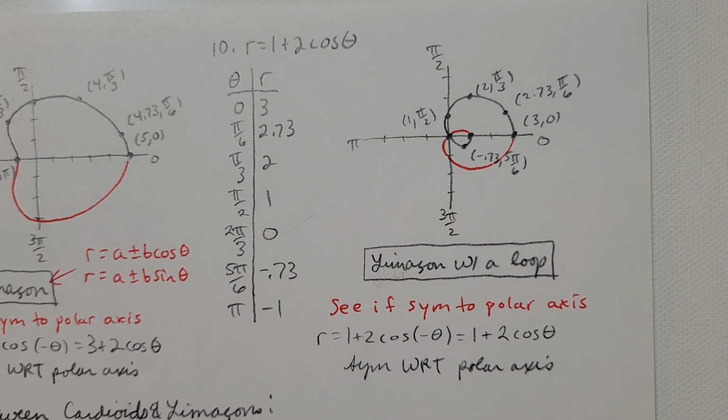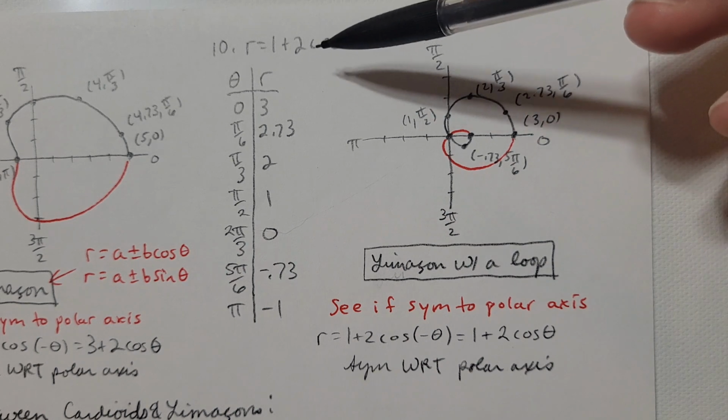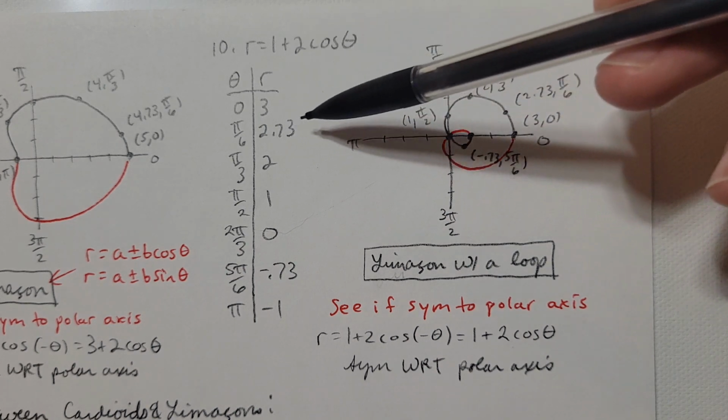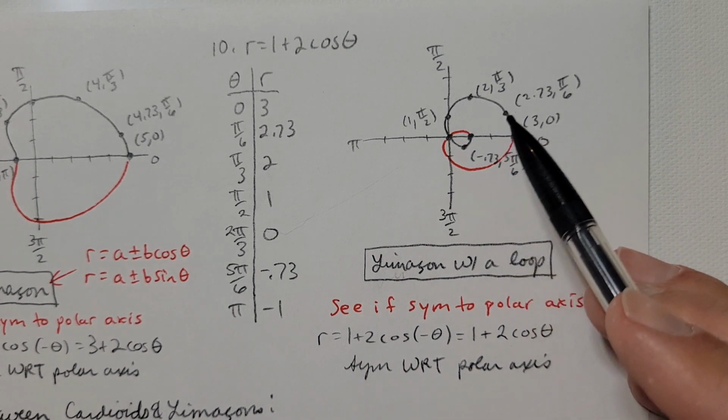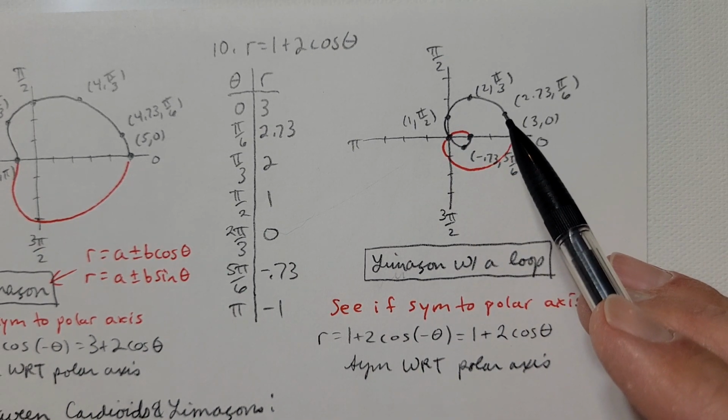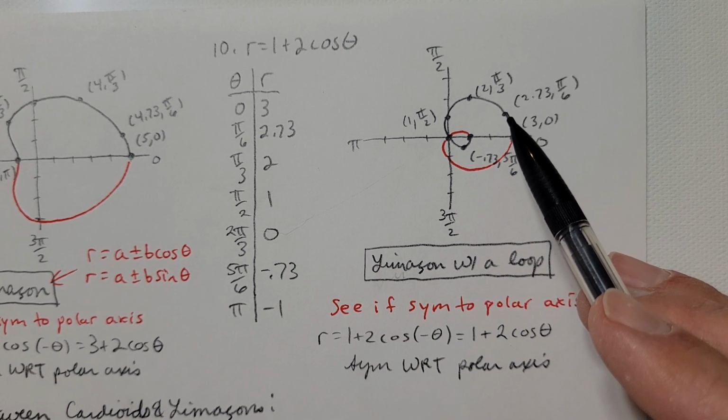Cosine pi over 6 is root 3 over 2. The 2's cancel. Root 3 is about 1.73, plus 1 gives me roughly 2.73. So on the pi over 6 radial line, I need to go out 2.73 units and plot that next point.